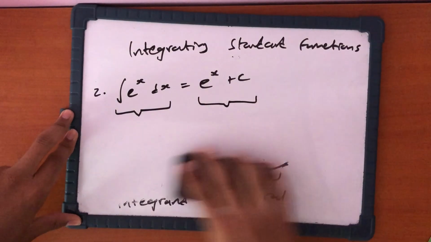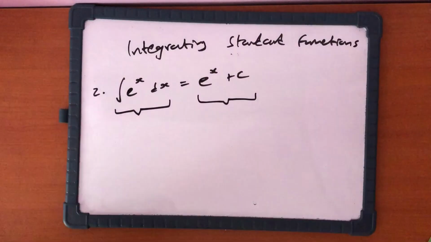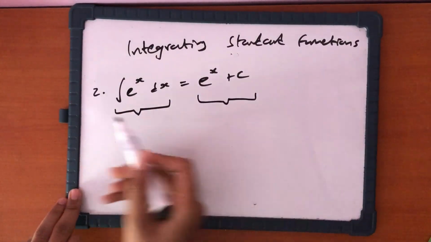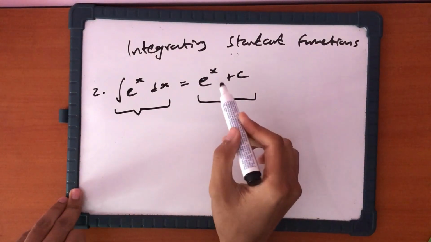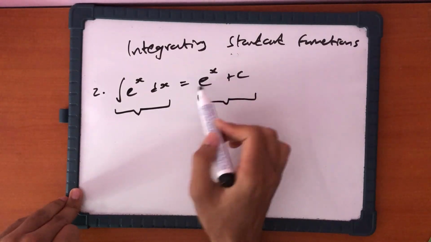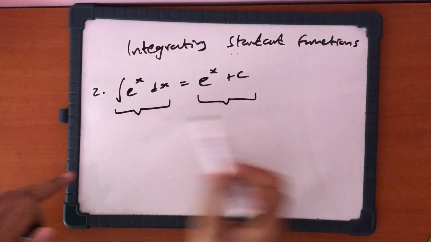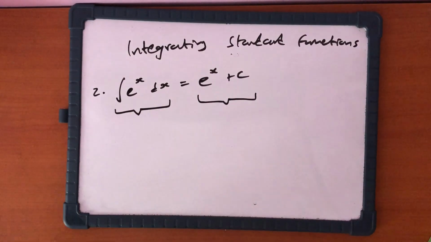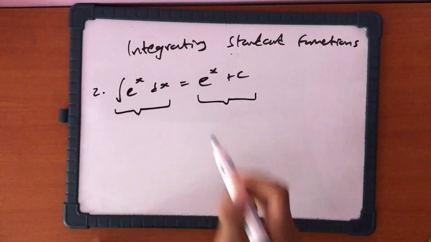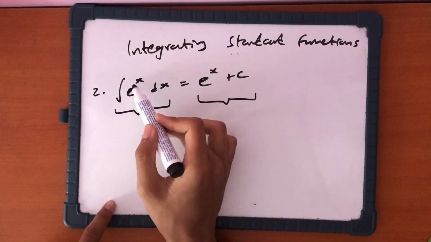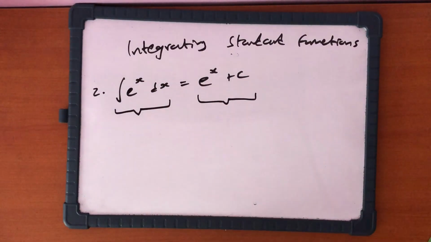In such a case, you can see why this is correct. Number 2, this standard definition is correct because we learned that the derivative of e^x is e^x. So the integral must also be the same. When we differentiate this, we get this back, hence this integral must be correct.